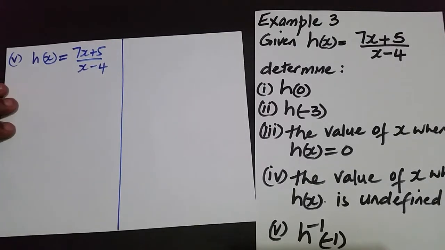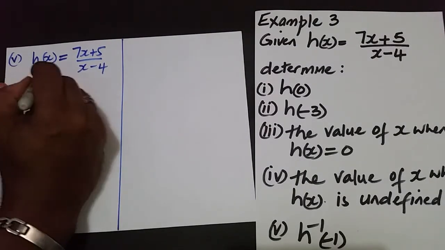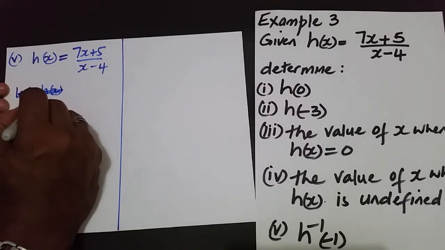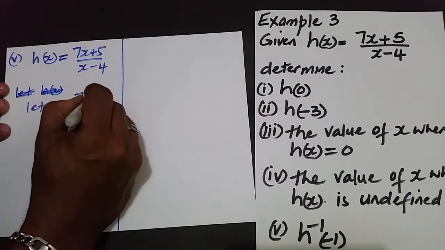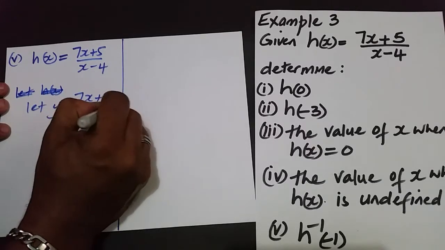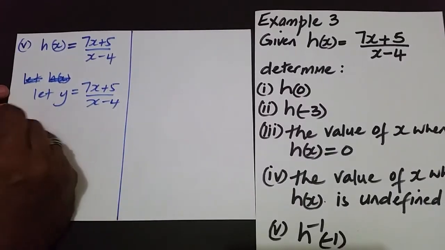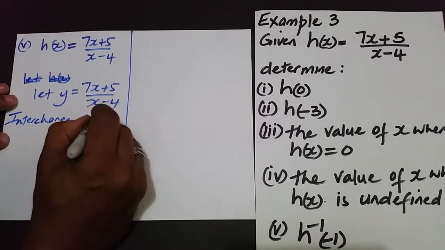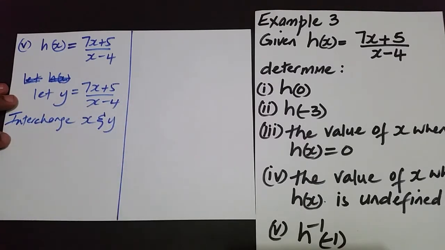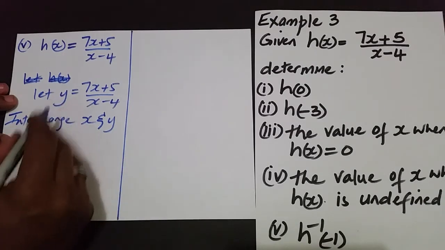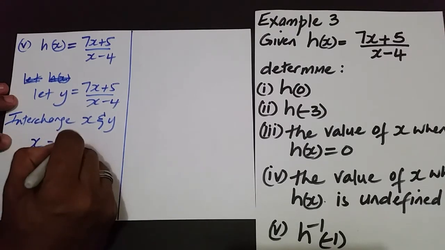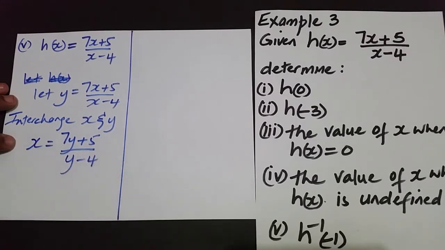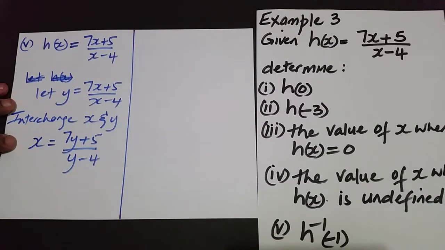Now we need to find the inverse. So let h of x, let y equal to 7x plus 5 over x minus 4. That's the first step. And interchange x and y, which means wherever x is, you put y, and wherever y is, you're going to put x. So what we're going to have here is x equals 7y plus 5 over y minus 4. So I've interchanged x and y.